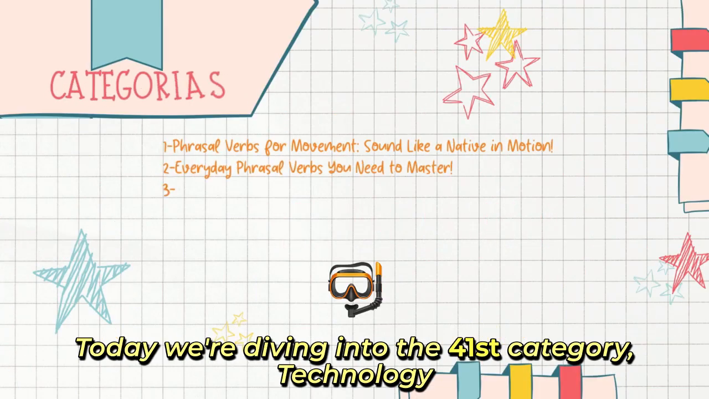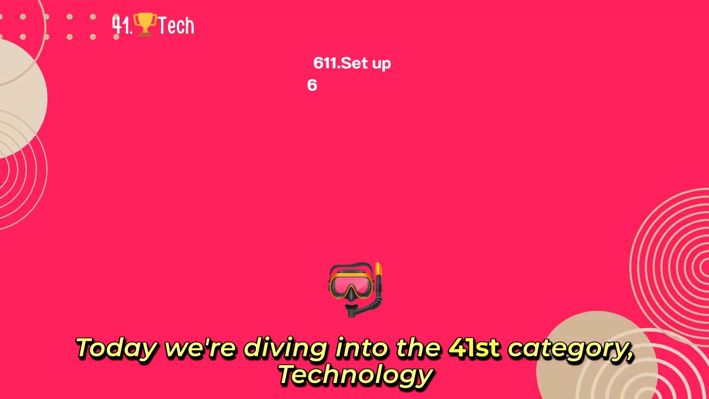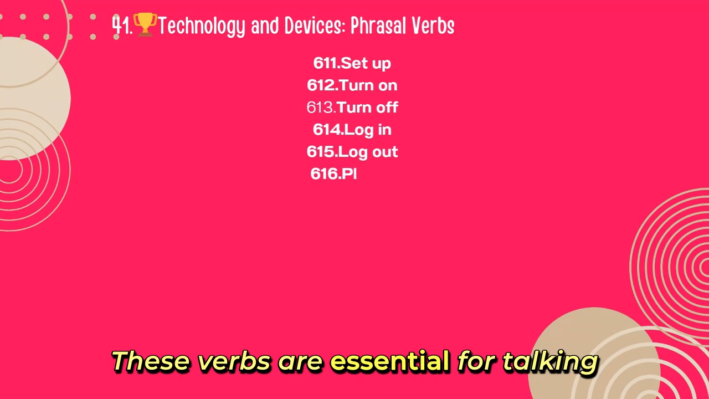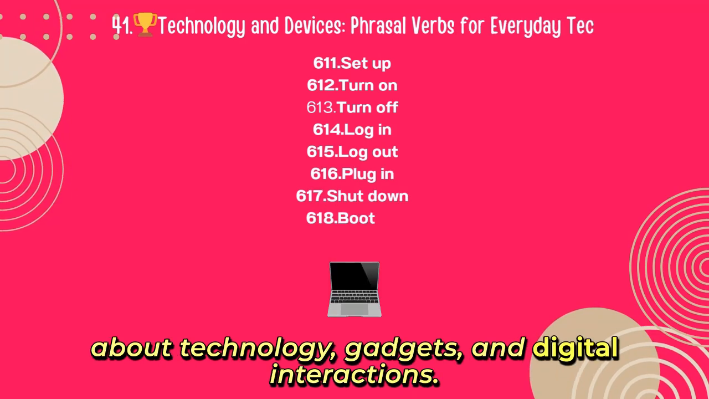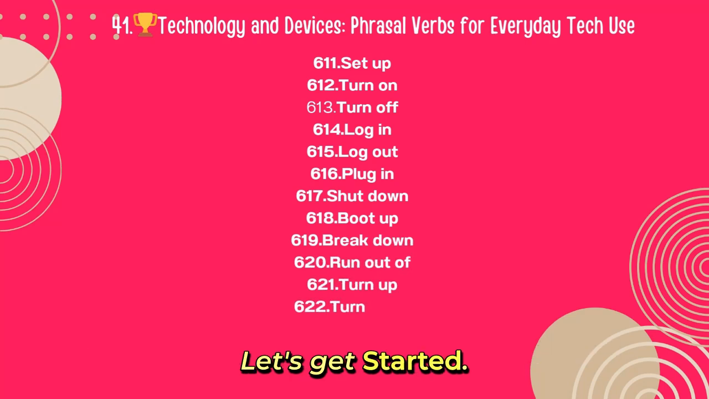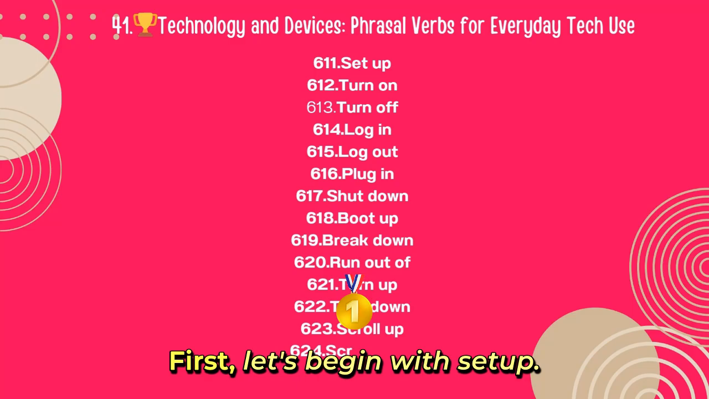Today, we're diving into the 41st category, technology and devices, phrasal verbs for everyday tech use. These verbs are essential for talking about technology, gadgets, and digital interactions. Let's get started. First, let's begin with setup.